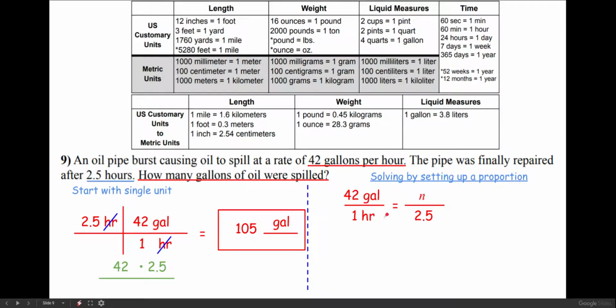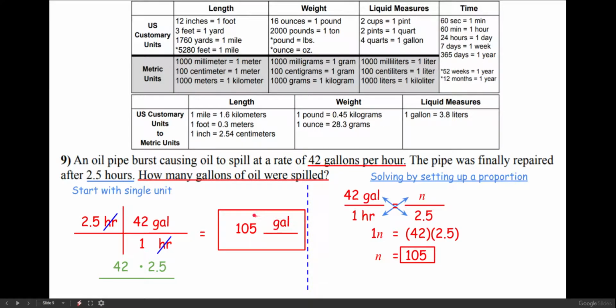How do we do this? We do something called cross multiplying. It's not a multiplication symbol in the middle. It is an equal symbol. So we cross multiply. I always cross multiply the variable first. So it's going to be 1 times N, which is 1N, and 42 times 2.5. Now let's simplify this. 1 times N is just N. 1 times any number is itself. 42 times 2.5 is 105, and that's the answer we had before.